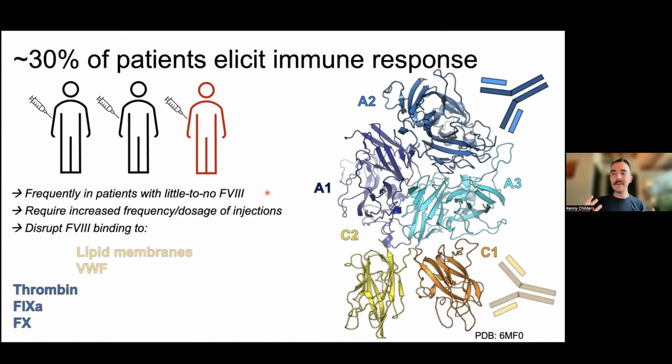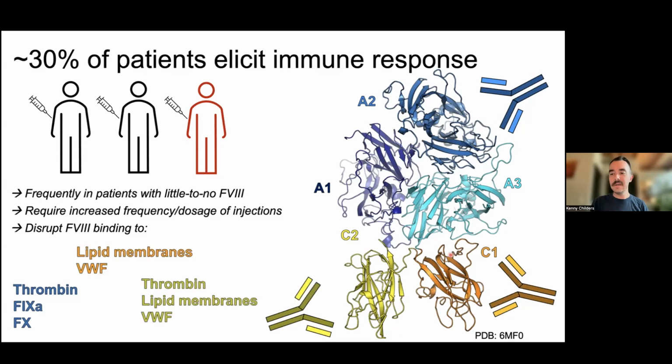Well, predominantly these antibodies are going to bind to the A2, the C1, or the C2 domains. And depending on where those antibodies bind, it's going to disrupt some part of the factor VIII biochemistry. So for example, anti-A2 domain inhibitors can disrupt binding to thrombin or activated factor IX or factor X. Anti-C2 domain antibodies, shown here in yellow, could maybe disrupt thrombin binding or factor VIII binding to lipid membranes, or maybe von Willebrand factor interactions. But ultimately, these antibodies are going to bind to that recombinant factor VIII molecule that they're being injected with, and it's going to disrupt that treatment process.